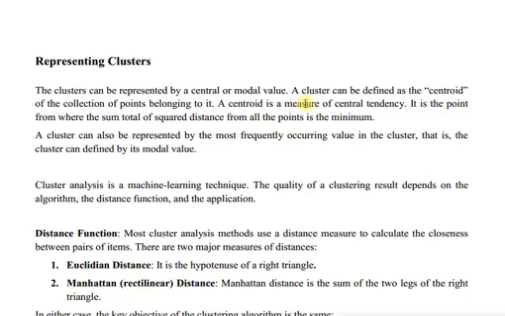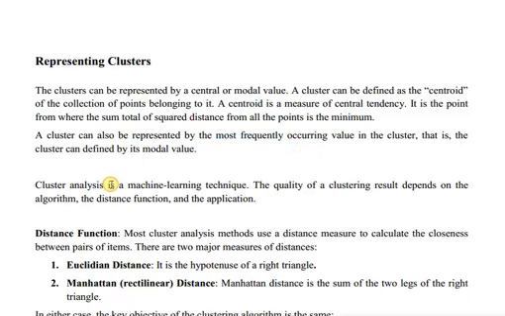So in some cases we use the centroid as a measure of central tendency, which means the total squared distance from all the points is minimum. That is one measure of central tendency. We can also use the mode. A cluster can also be represented by the most frequently occurring value in the cluster. We know that in statistics the most frequently occurring value is called the mode. That is, the cluster can be defined by its modal value.